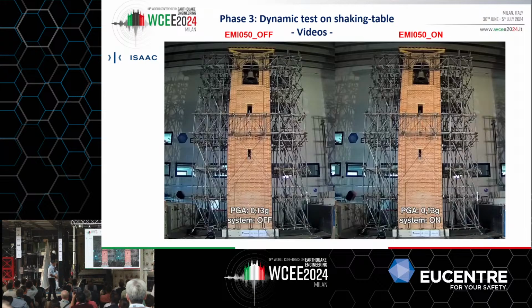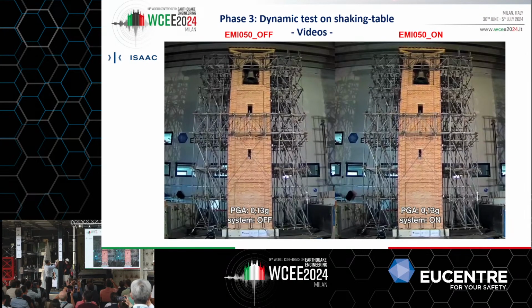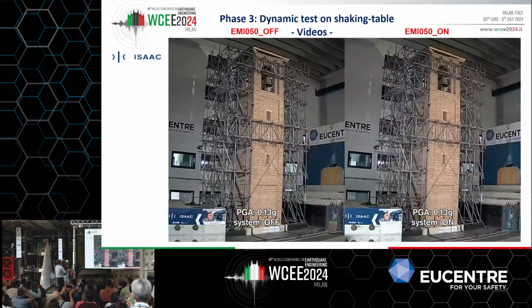This is just an example. Look on the left at the AMD off and on the right at the AMD on at 0.13 g, just a very rough example. Look at the top. How big was the displacement at the top on the left, and how much smaller is the displacement with the AMD. I will have other perspectives.